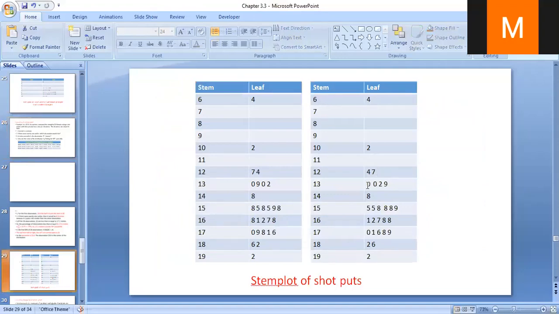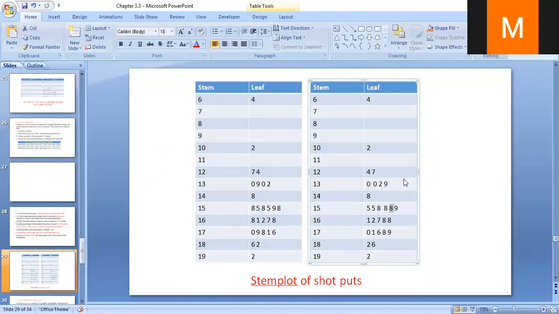1, 2, 3, 4, 5, 6, 7, 8, 9, 10, 11, 12, 13, 14. It is number 8 in the stem 15, and number 8 is 15.8. That is 15.8. The percentile is 15.8. The 50th percentile is 15.8. That is how to find the 50th percentile. This is the value, 15.8.